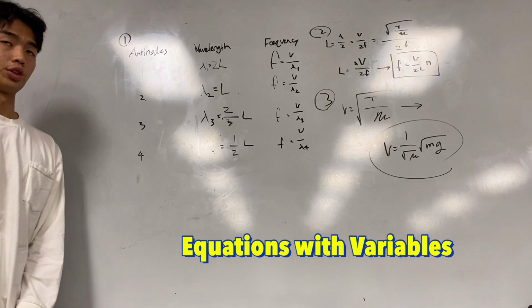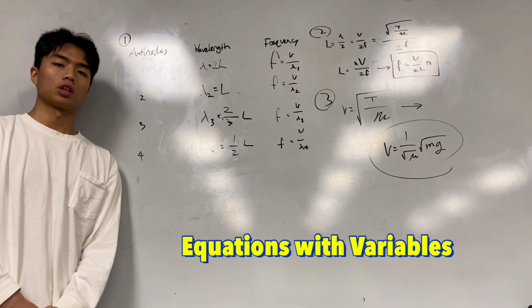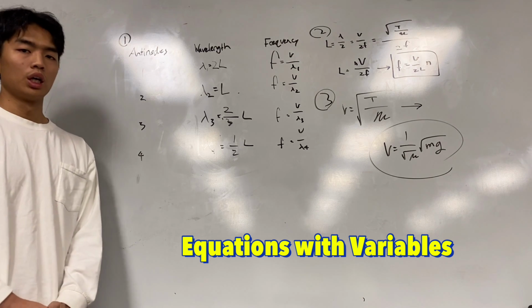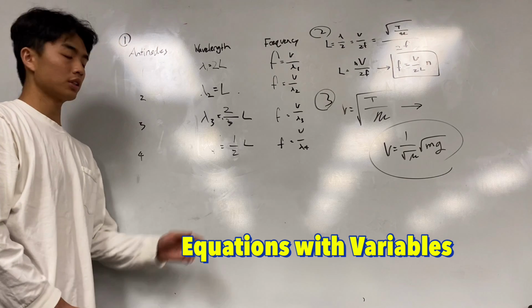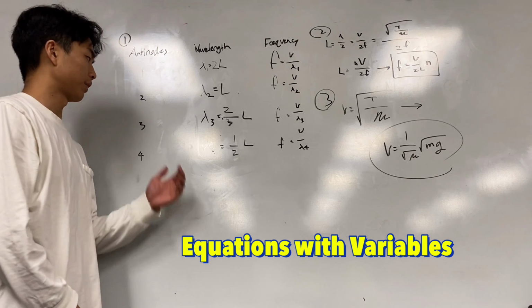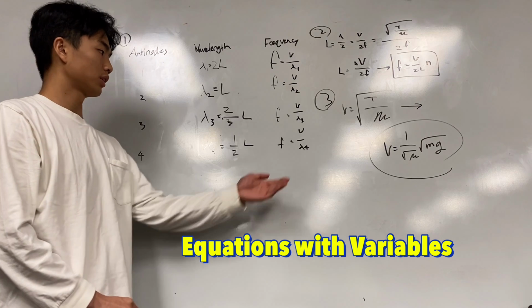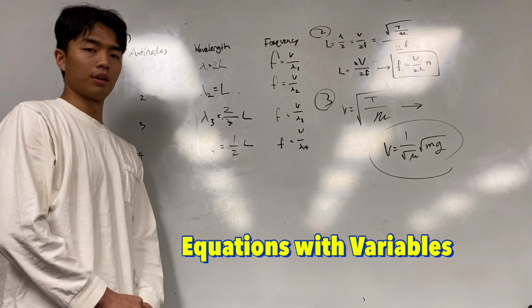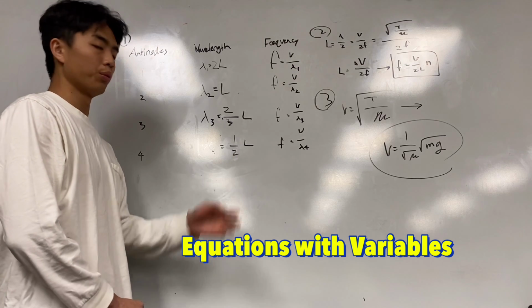Hello everyone, my name is Jae Yong Lee, and now I'm going to talk about the calculations and conclusions from our experiment. The first equations show the relationship between wavelength and the length for every antinode. Also, these are the equations that show the relationship between frequency and velocity for every wavelength.